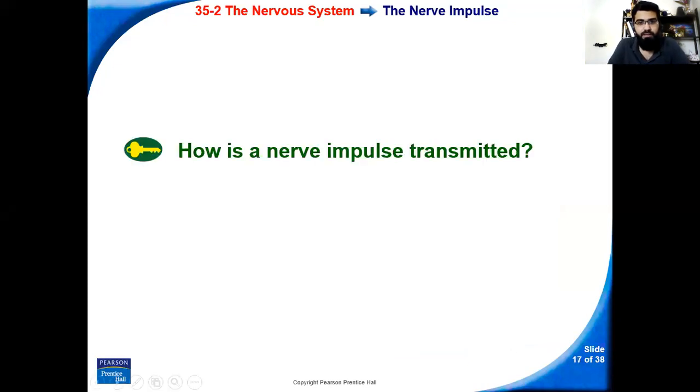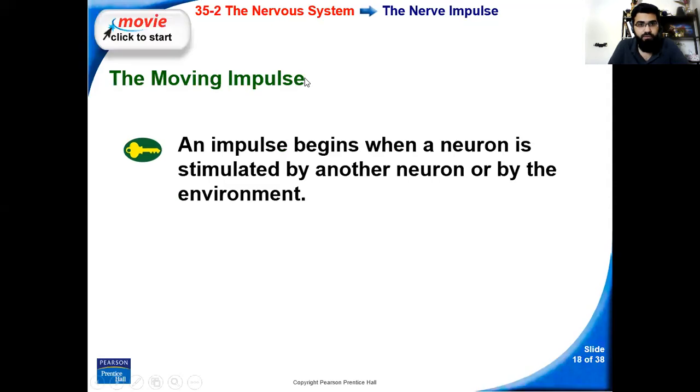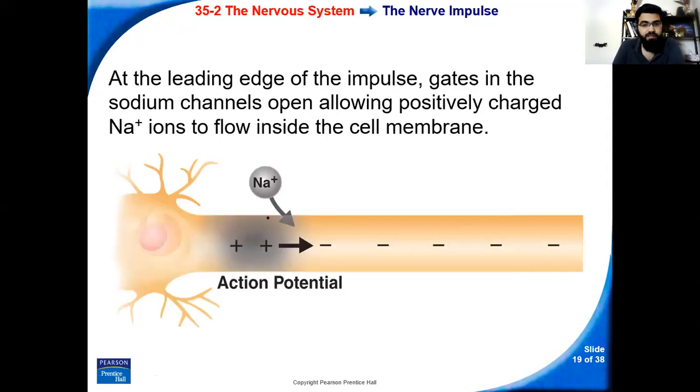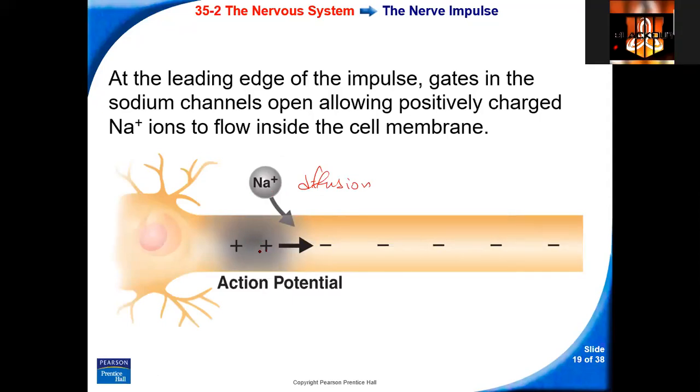How is a nerve impulse transmitted? How is the message transmitted in the membrane? We explained this too: the impulse begins when a neuron is stimulated by another neuron or by the environment. If there's a stimulus, the action potential occurs. What is the action potential? It is the exchange of charge by the entry, or diffusion, of Na plus, the sodium ions, to the inside.